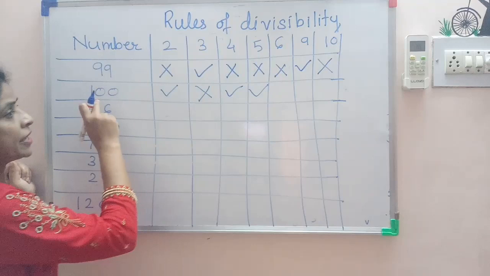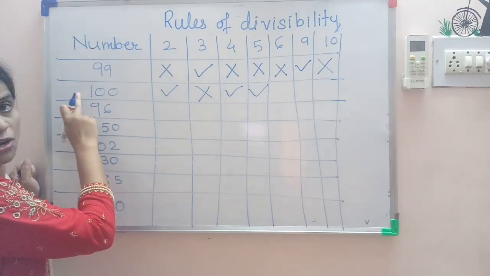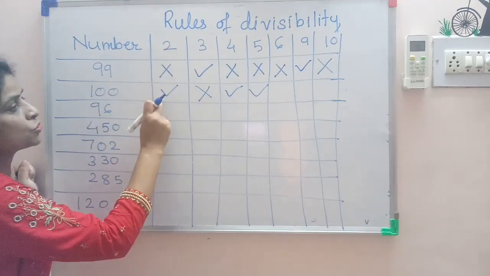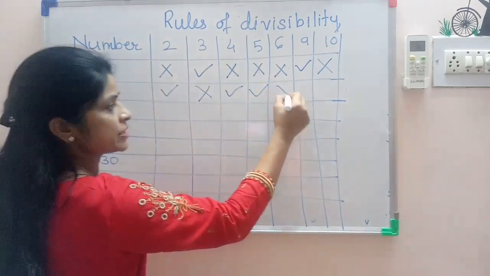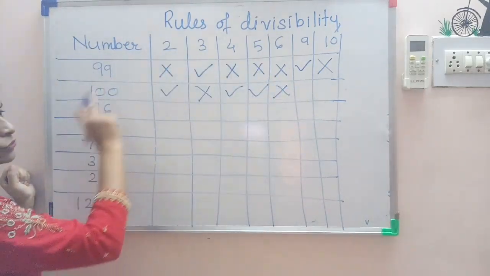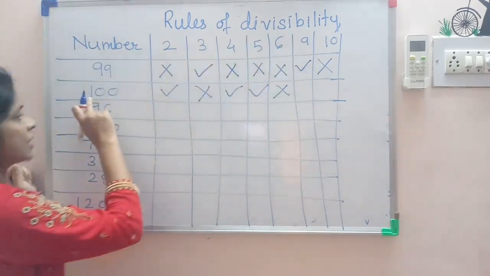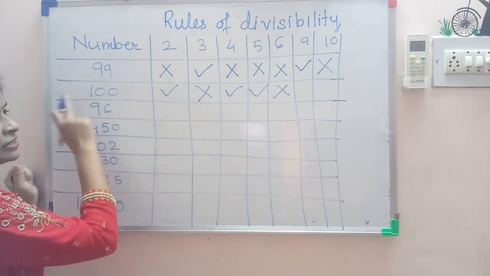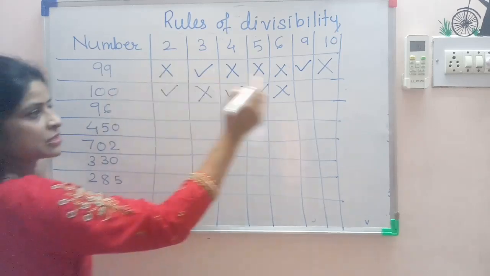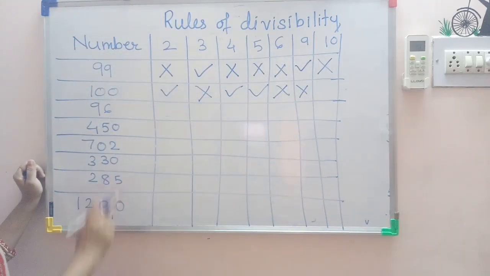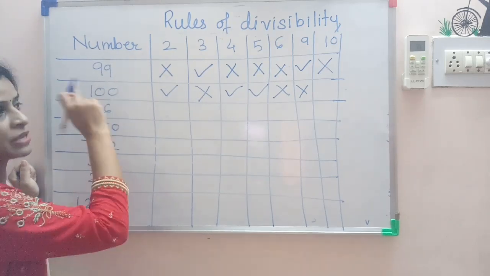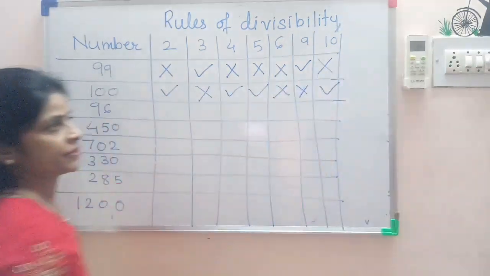Next, divisibility by 6. Here you have to see the divisibility by 2 and 3. Here it is not divisible by 3. That means it is not divisible by 6. Now next, the divisibility rule by 9. We have to add all the digits. The sum will be 1. It is not divisible by 9. Divisibility by 10: a number that ends in 0 is divisible by 10.